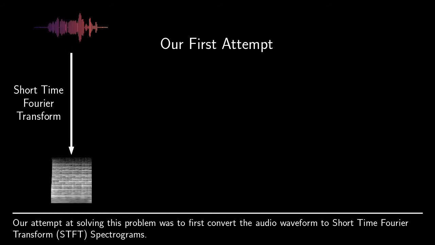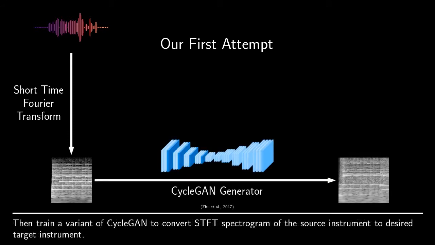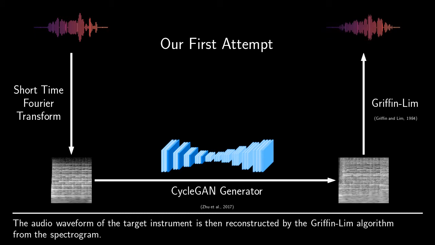In our first attempt at solving this problem, we began by converting audio waveforms to spectrograms using the short-time Fourier transform, also known as STFT. We then trained a CycleGAN to convert STFT spectrograms of the source instrument into STFT spectrograms of the target instrument. This required only collections of unrelated recordings of each instrument. The audio waveform of the target instrument was then reconstructed by the Griffin-Lim algorithm from the spectrogram.